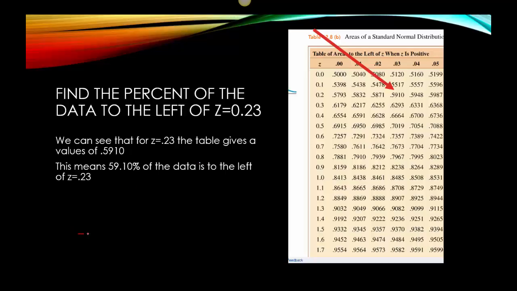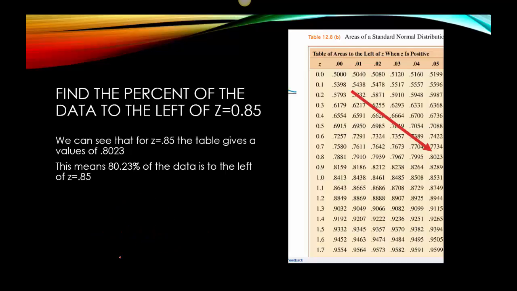Again, if you want to draw it, if you can get through my drawings, here's my curve again, here's my 0, and then just a little bit over I would have 0.23. And then I would draw up, and this says that area that we just found in the chart, which is roughly what I just drew, is 59.10%.